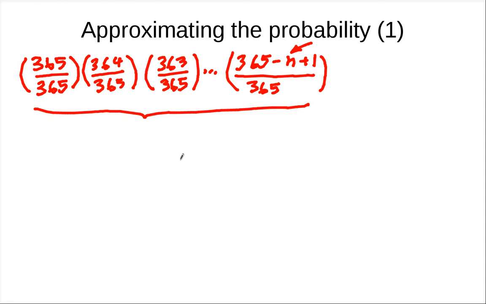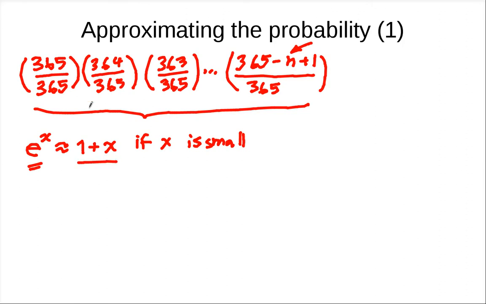One trick is to use this nice approximation. If you look carefully, these terms are all close to one, right? This is one. This is a little bit smaller than one, and so on. So we might look at this approximation. We know previously that e to the x is pretty close to 1 plus x if x is small. So therefore we might try to approximate these terms using this kind of thing. So let's try to rewrite this thing into this form so that we can use e to the x to approximate.